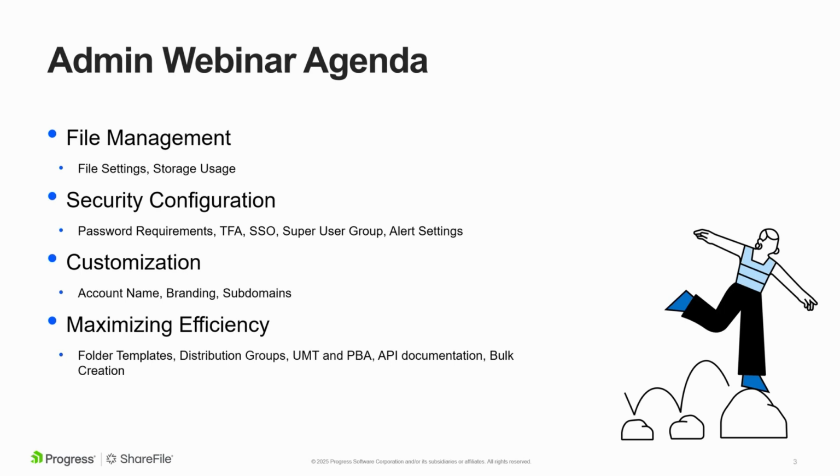And then we'll look at maximizing efficiency, which is folder templates, distribution groups to apply user permissions on a bulk scale. We'll also look at briefly UMT and policy-based administration, the PBA, which is a way that you can synchronize your Active Directory users to provision them directly into ShareFile. We'll talk about API documentation that we have available, and then bulk creation of users and folders alike.